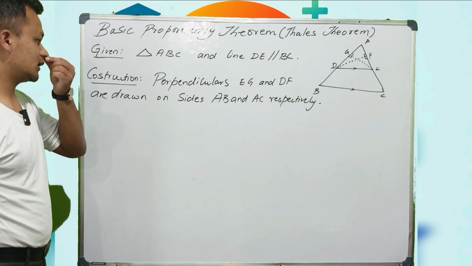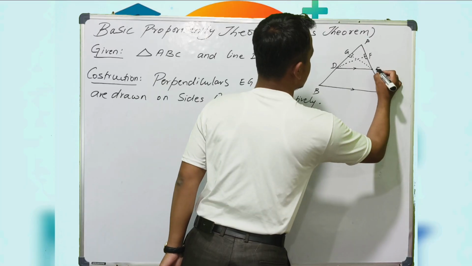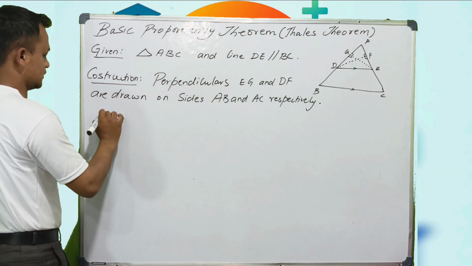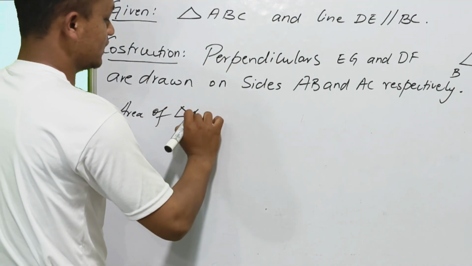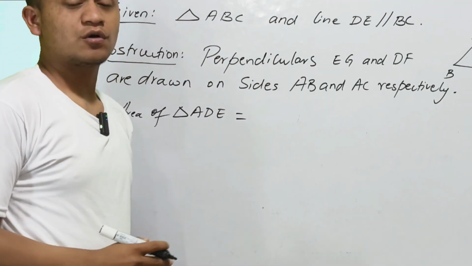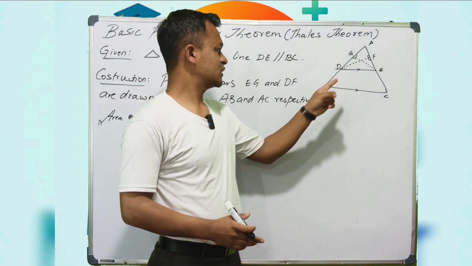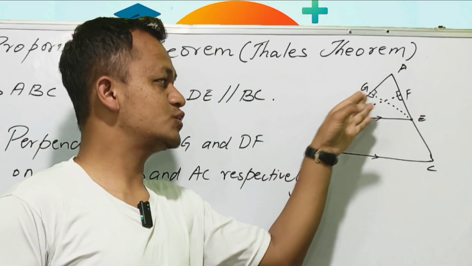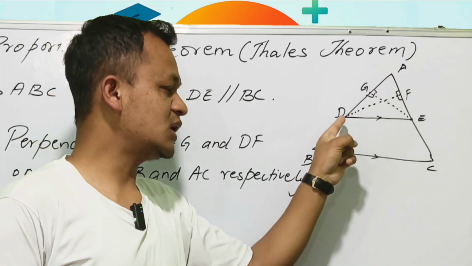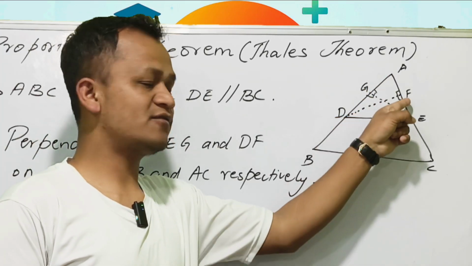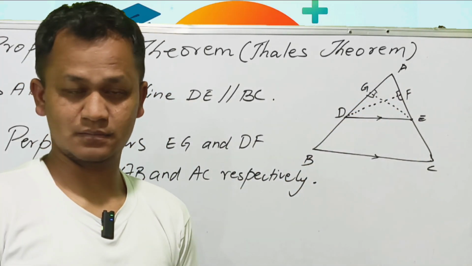Okay, so here let us first write the area of triangle ADE. Now this is the triangle ADE. As we all know, the area of a triangle is given by half base into height. If you consider this triangle ADE, there are two perpendiculars, or two heights. If we consider EG as the height, then AD will be the base, and if we consider DF as the height, then AE will be the base. So let's write the area for both of them.